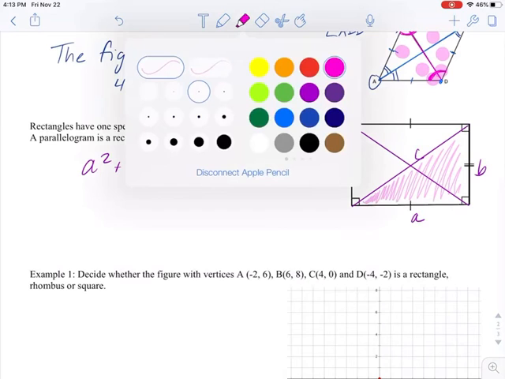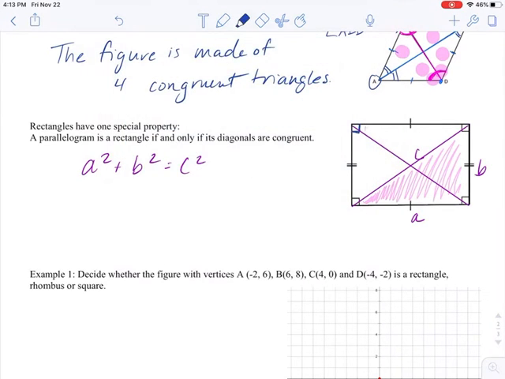Now let's look at another triangle created on this figure. So let's look at this triangle. That triangle has side A here. We've got side B, the same side. And then we're using the other diagonal, C. So again, A squared plus B squared equals C squared.